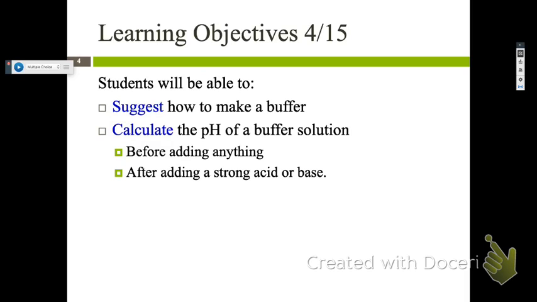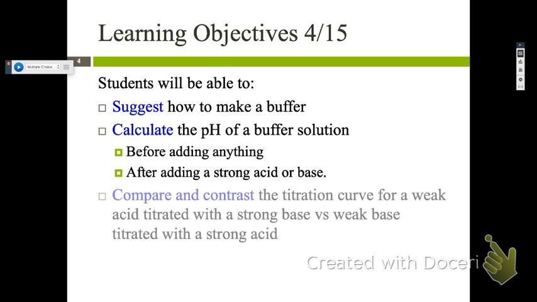But here's what's going to change. We're going to say, we have a buffer, what's the pH? And then we're going to add a strong acid or a strong base to that buffer and see how the pH changes and calculate that change in pH. You guys ready for that? Just like titrations. Super easy, right?